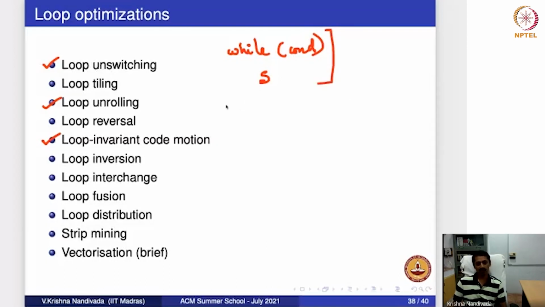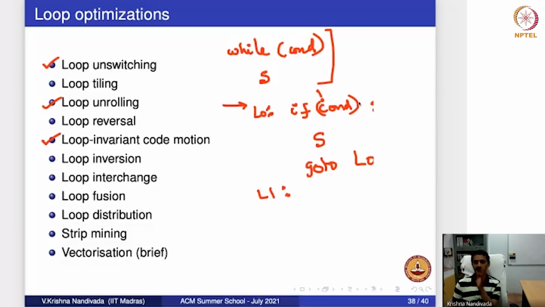When we generate code for this, how does it look? L0: it checks if not condition, go to L1, then S, then go to L0, and this is L1. Correct? Is everyone clear that this while loop gets translated to a code like this? Any questions?